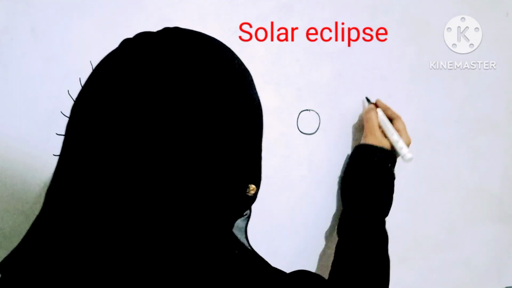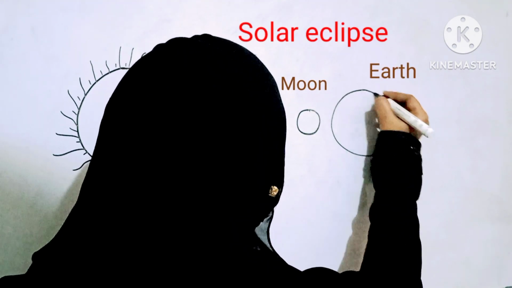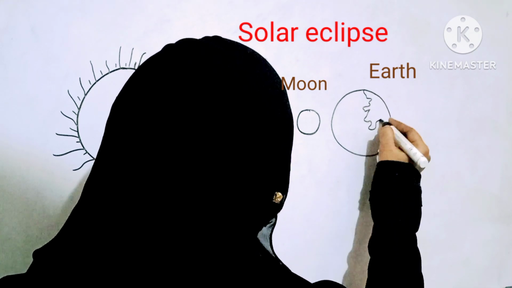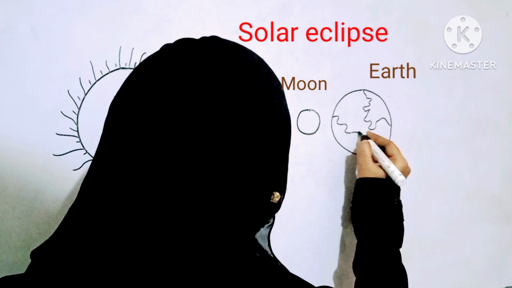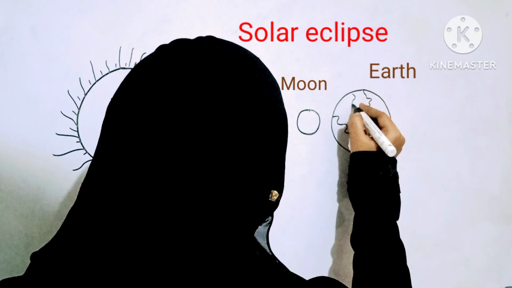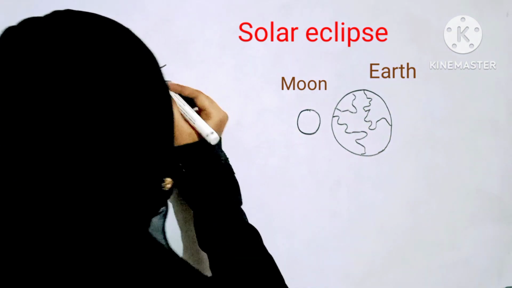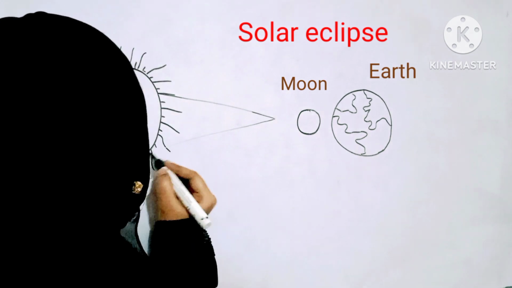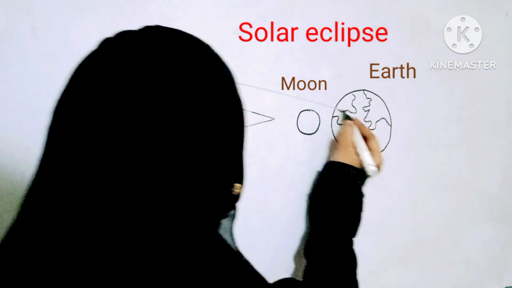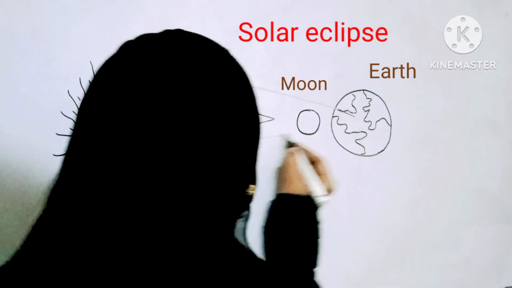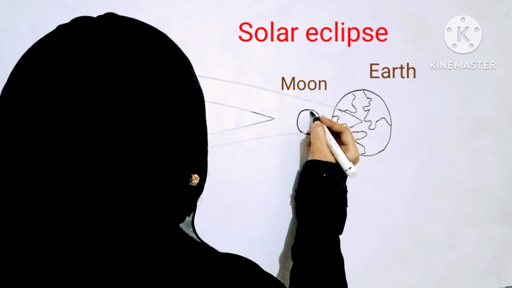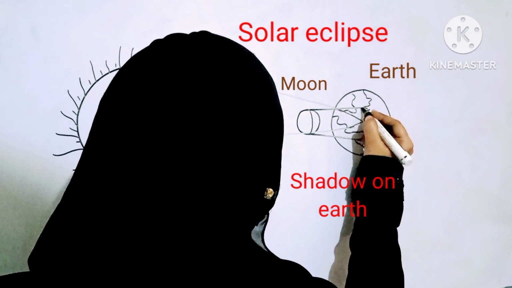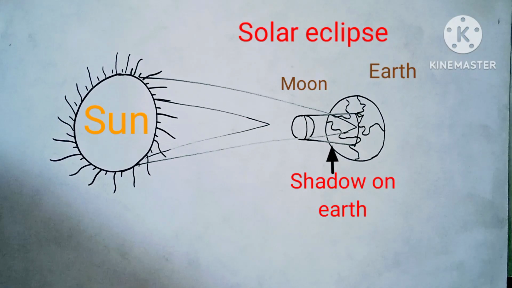Solar eclipse. A solar eclipse occurs when the moon comes in between the sun and the earth. This blocks the sunlight from reaching the earth and creates a shadow. On the place on earth where the shadow of the moon falls, people cannot see the sun or the sun is hidden from them. This is called solar eclipse. You can see the picture how it happens. Here I have drawn the rough diagram of the solar eclipse.